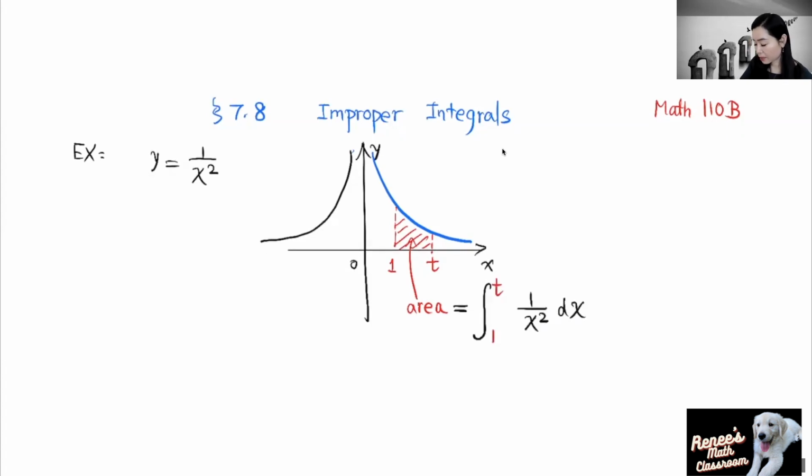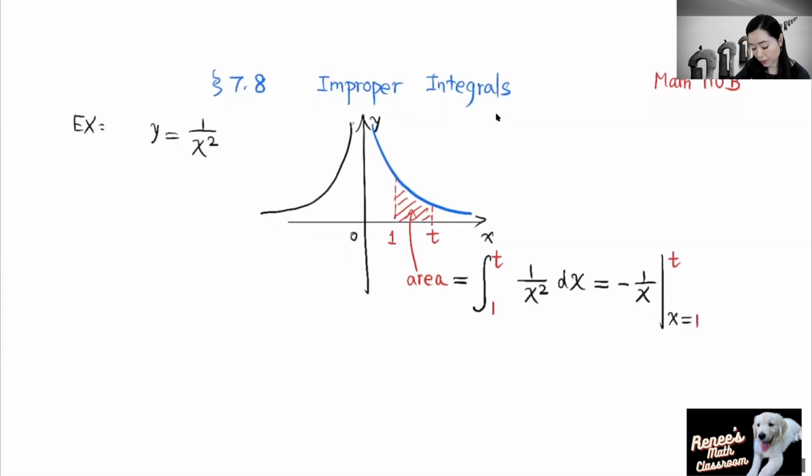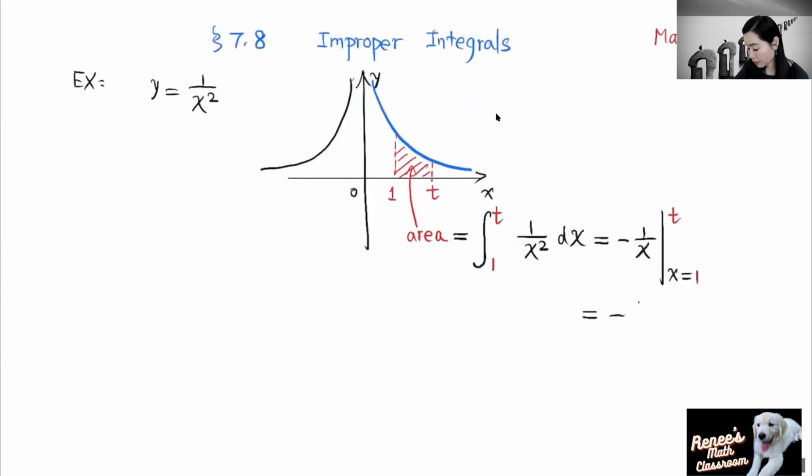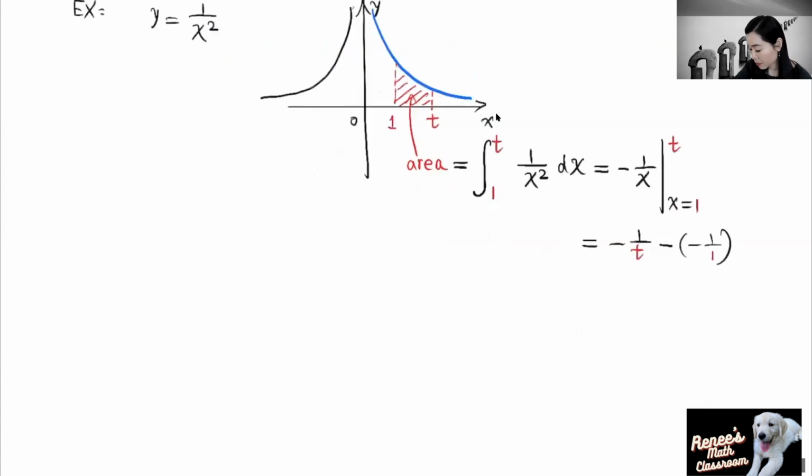Now, after that, we can evaluate this integral. What is the antiderivative of 1 over x squared? Negative 1 over x. Yes, you got it. Good job. Okay, negative 1 over x. Now, over here, x goes from 1 to t. So we're going to get negative 1 over t minus negative 1. So that is going to turn out to be 1 minus 1 over t, right?